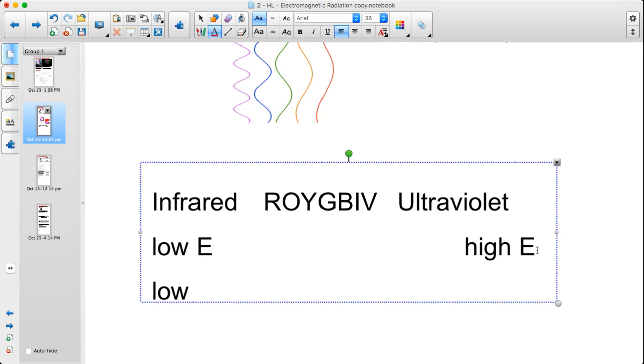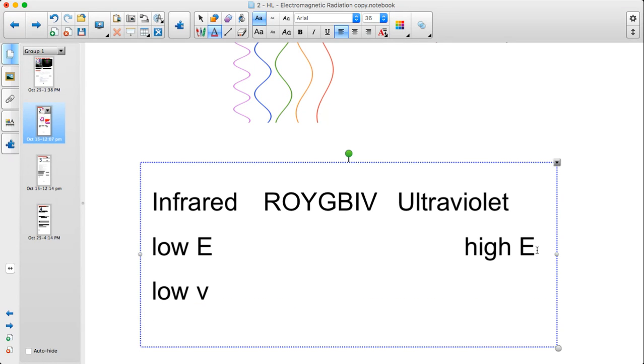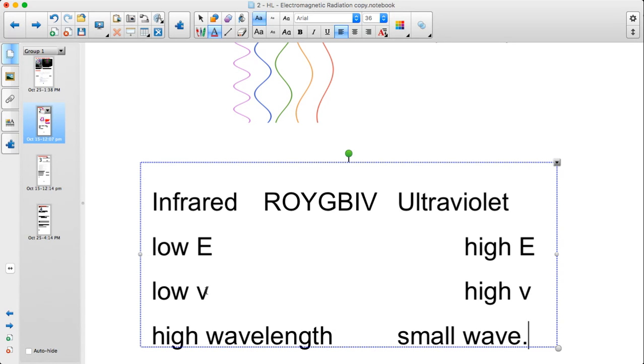and then from there, you can hopefully remember the other relationships. Like low energy means low frequency, and it means high wavelength. And so it means the opposite for the other end of the spectrum. There's going to be high frequency, and it's going to be small wavelength. Okay. These are the types of questions that you could get on paper 1. They could say, okay, here's infrared light, here's yellow light, and here's blue light. Put them in order for energy or for wavelength or for frequency.